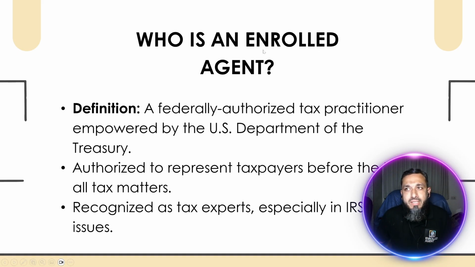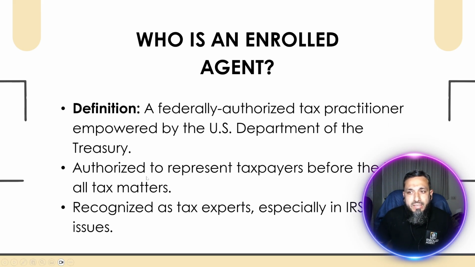So, what is an enrolled agent? The definition of an enrolled agent is a federally authorized tax practitioner empowered by the US Department of the Treasury. Unlike a CPA, who is licensed to practice in the states as authorized, and in which states that CPA is licensed, the enrolled agent is authorized to work for all 50 states and represent taxpayers from all 50 states to the IRS.